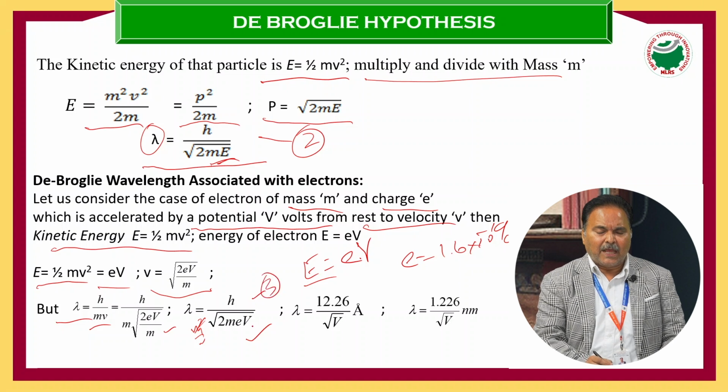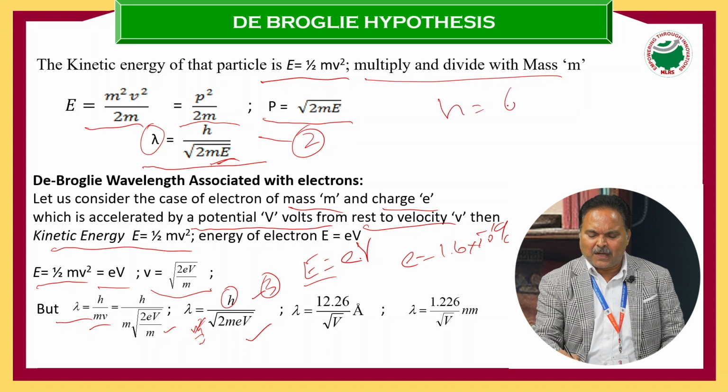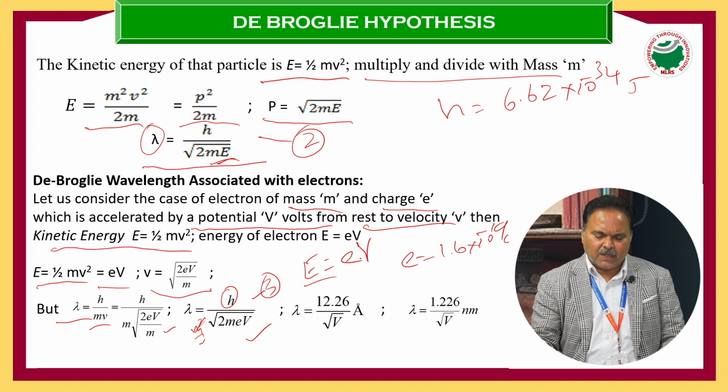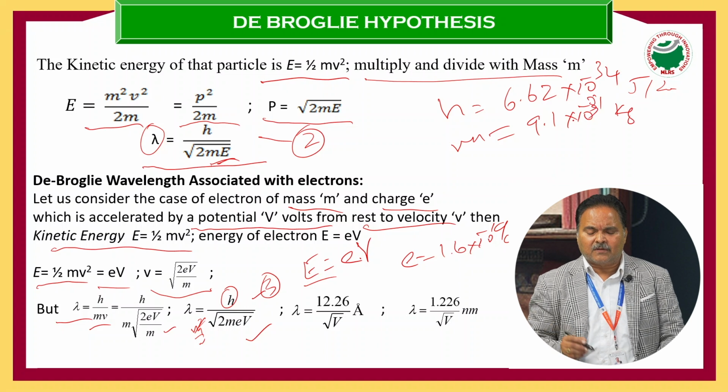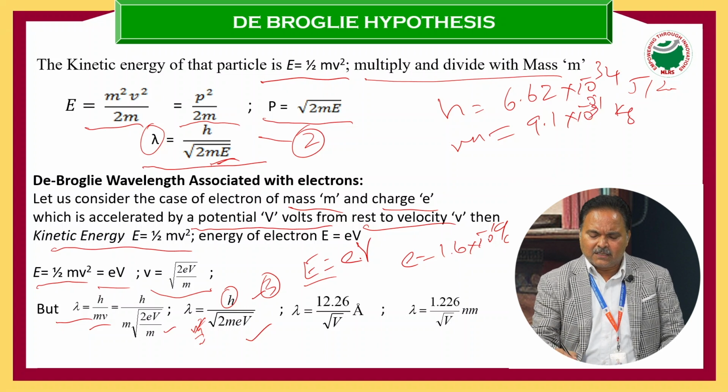It represents the electron. Okay. So here the h value is equal to 6.62 into 10 to the power of minus 34 joule seconds. Then there is the mass of the electron, we all know that. The mass of the electron is 9.1 into 10 to the power of minus 31 kilograms. Then there is the charge of the electron, we know here.